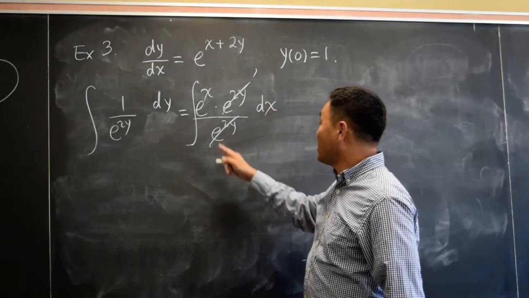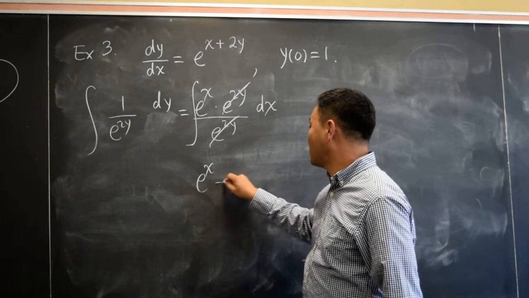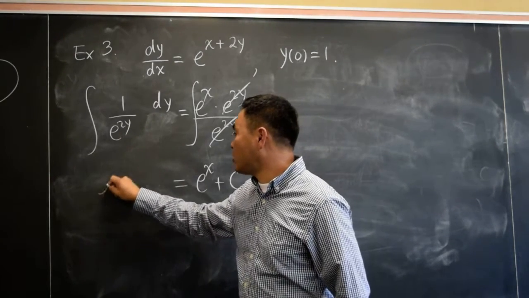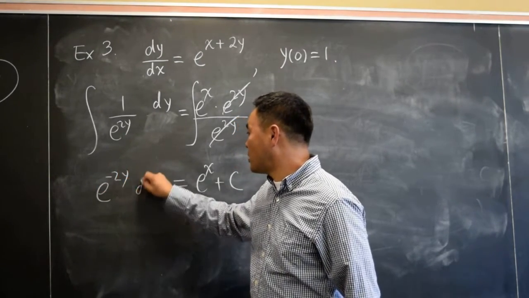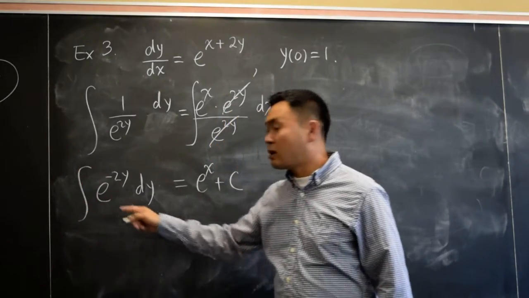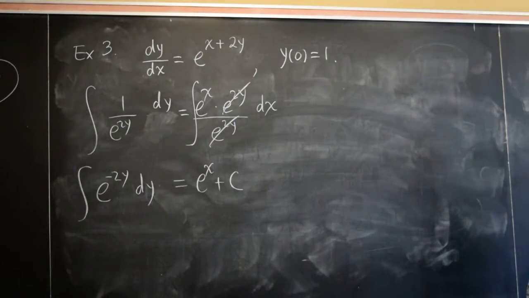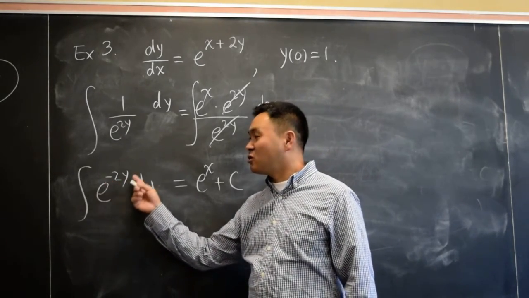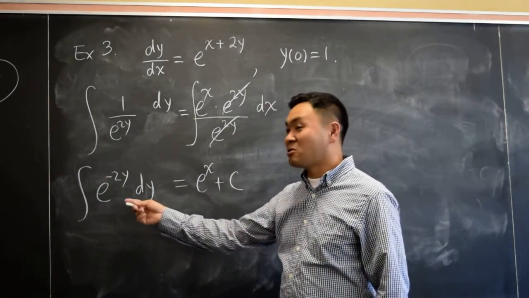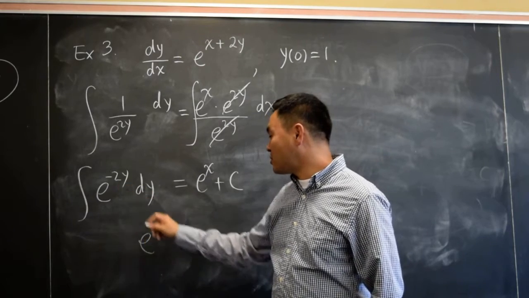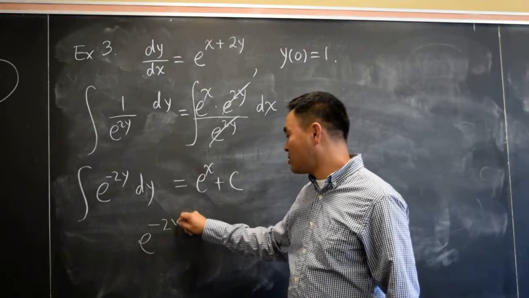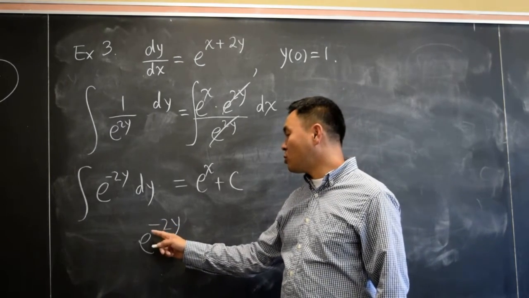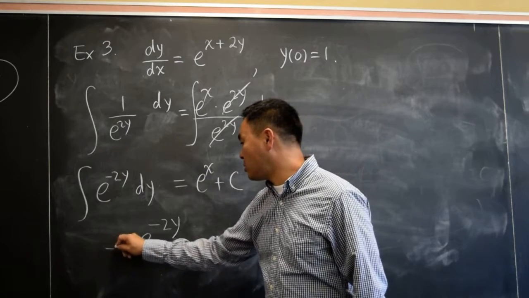If I integrate e to the x, I get e to the x plus c. And this one, to integrate, you have to integrate e to the negative 2y dy, right? So that requires some anti-chain rule, or ideally you have to do u substitution, but that takes too much time. I'll just do the antiderivative of e to the x is e to the x. So that doesn't change. But the reciprocal of this negative 2 should appear in front.